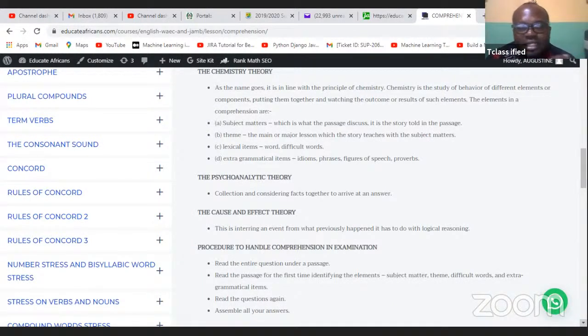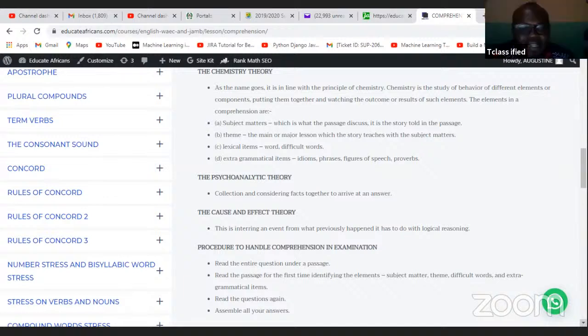So like I said, the way that we're going to be simplifying our difficult comprehension is going to be by way of the chemistry method. The psychoanalytic method and the cause and effect method are not as effective as the chemistry method. So we're going to look at a typical example of a comprehension. I'm going to give it as an assignment so that you'll be able to identify for me the subject matter, the theme, the lexical items, and the extra grammatical items in that very comprehension, okay?